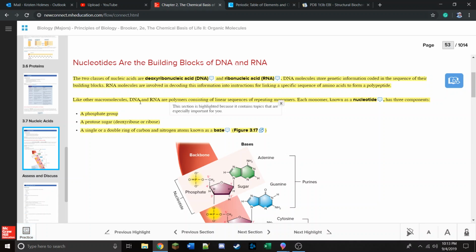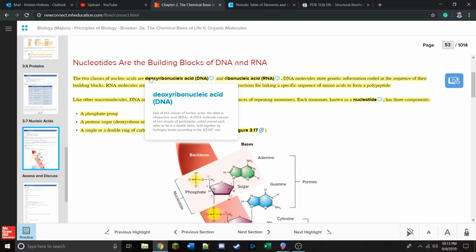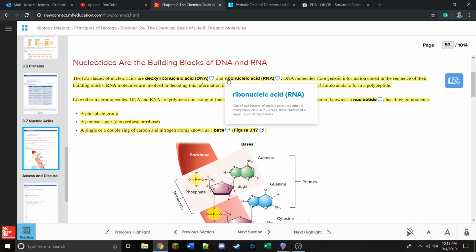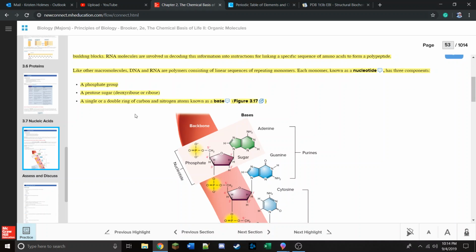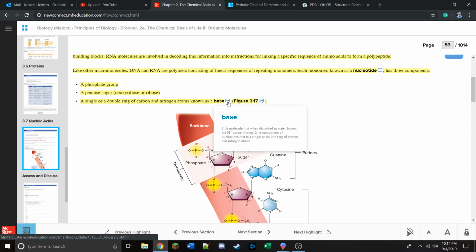So basically, DNA and RNA also have polymers made of monomers, except each monomer is called a nucleotide. And each nucleotide has a phosphate group, a pentose sugar, which is either deoxyribose, which sounds awfully familiar, or ribose. Deoxyribose for DNA, and ribose for RNA. So phosphate group, pentose sugar, one for each, and then a single or double ring of carbon and nitrogen atoms known as a base.